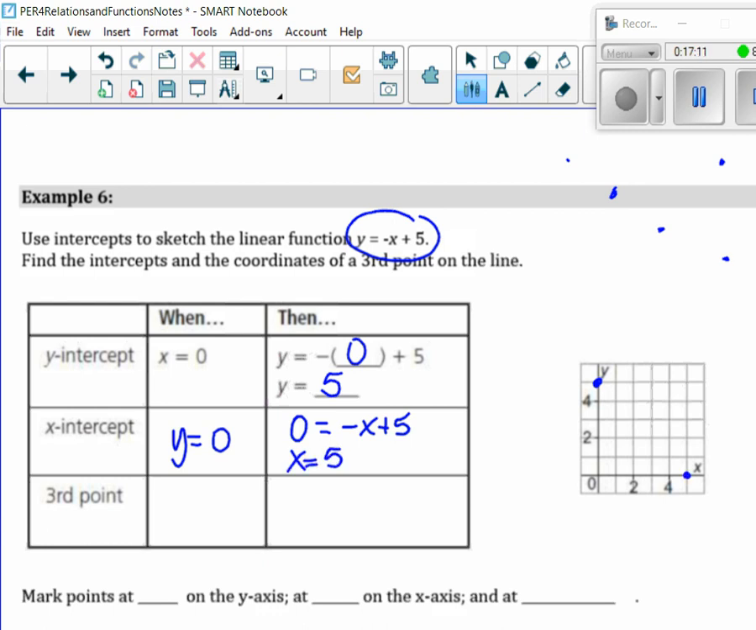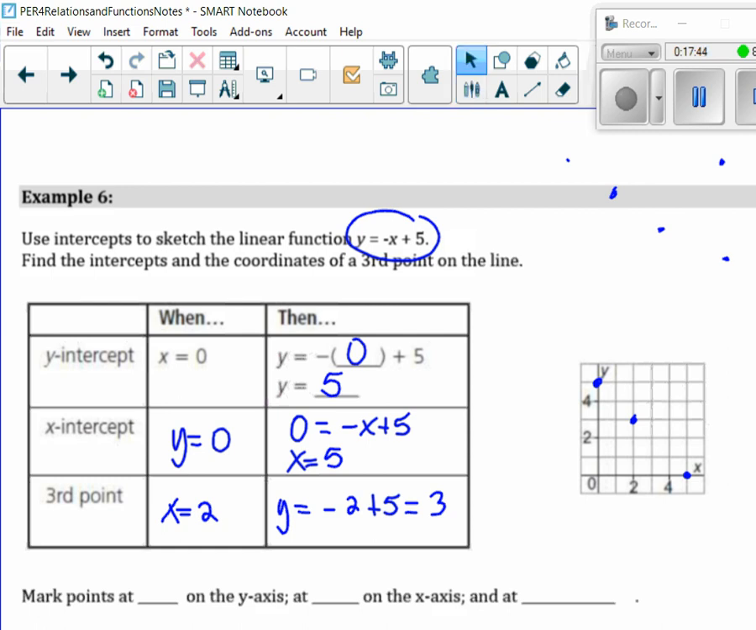I feel like I'm going really fast here. What do you want to pick for a third point? You should pick something easy, right? 2? Okay, so when X equals 2, I would have picked 1, but that's okay. Y equals negative 2 plus 5. So what do I get? 3. So that means I'm plotting 2, 3. And is that right on the line? Do you see why the third point justifies that you did it right?